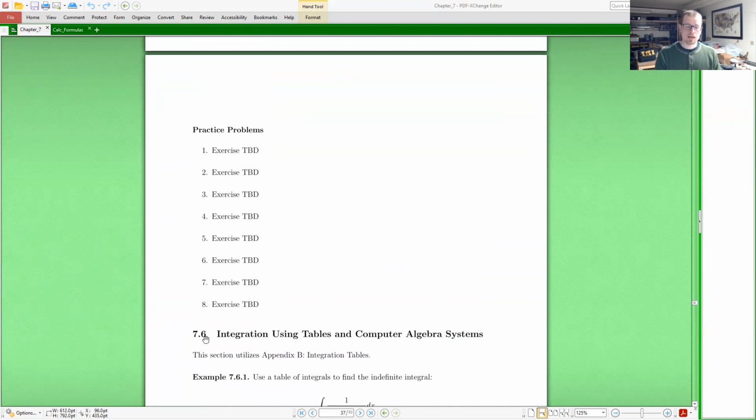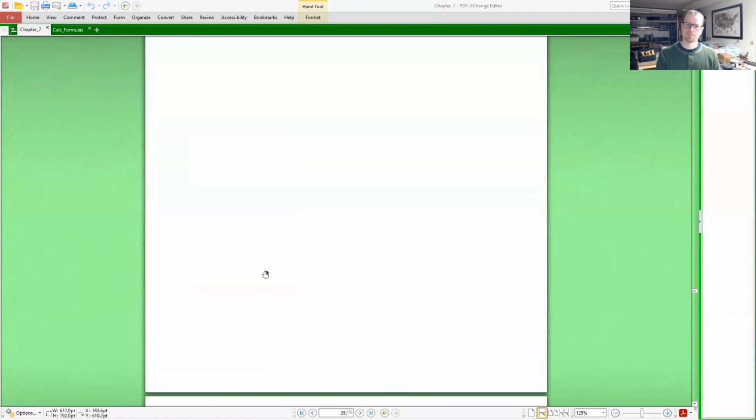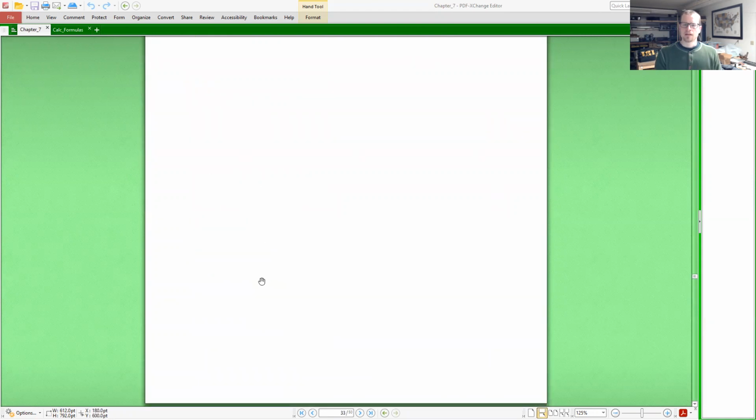Also on Wednesday, we're going to take a look at section 7.6, integration using tables and computer algebra systems. We're primarily going to focus on computer algebra systems. We're briefly going to mention the tables. Tables are a bit tedious and quite annoying and almost useless when we have access to a computer algebra system. It makes quite a bit more sense. Of course, being able to recognize how to use the tables would certainly be good. All right.